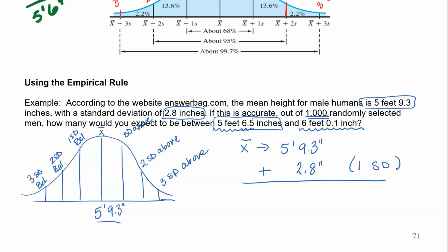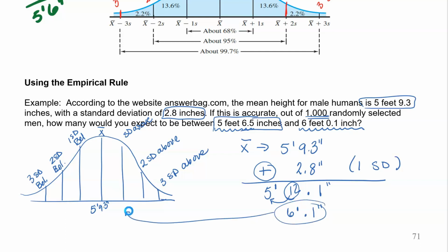So what I get, if I add this, is 5 feet 12.1 inches. Well, 12 inches is a foot, so I'm just going to add that here, and that gives me 6 feet 0.1 inch. Okay, so that's going to be 1 standard deviation above average, and it's above because I'm adding the standard deviation. So let me write this a little bit smaller. So this one is 5 foot 9.3 inches, and then I'm going to take this number and put it right there. So 6 feet 0.1 inch. Okay. The apostrophe means feet.